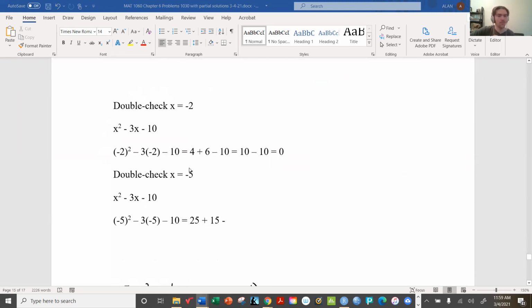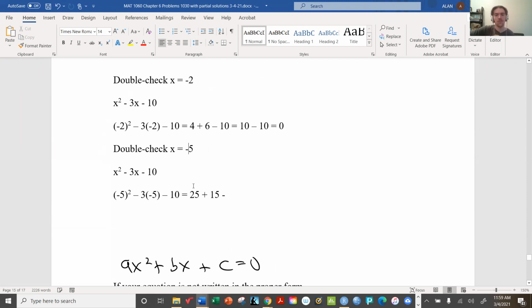Oh, well, there you go. The reason why there's a problem is because the answer wasn't -5, it was +5. Well, that explains that. 5 and 5, that's much better. I thought we had a problem here. 25 minus 15 plus 10, or minus 10 rather, is 10 minus 10, and that's equal to 0.